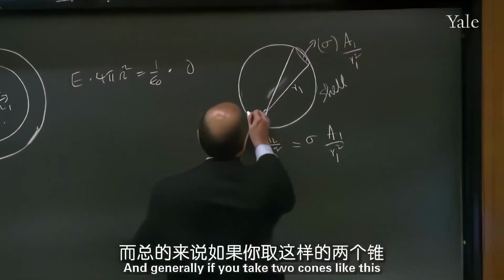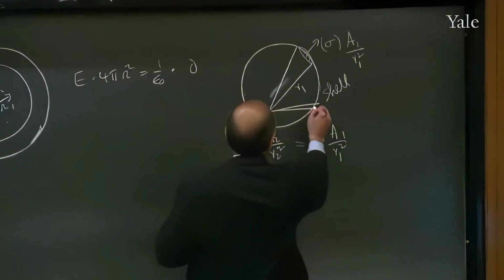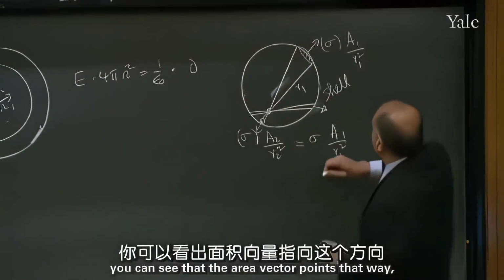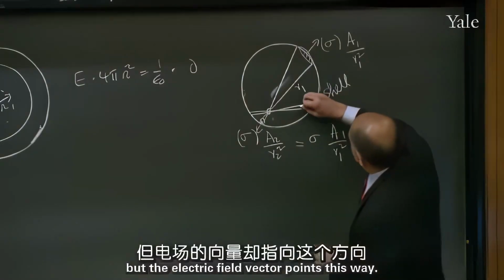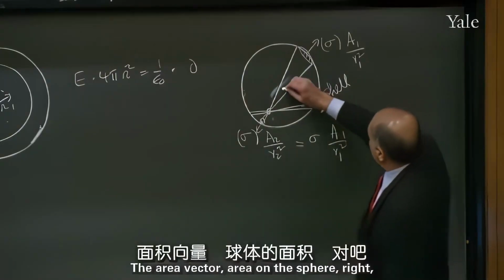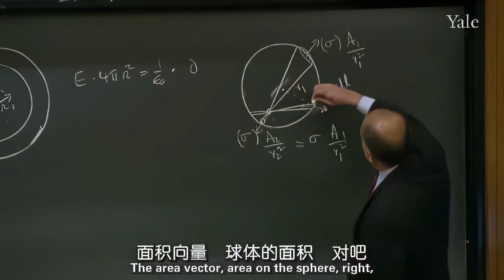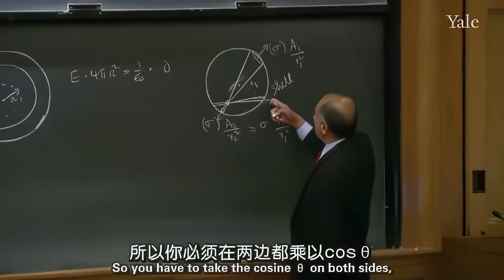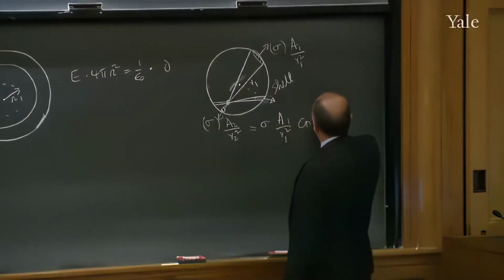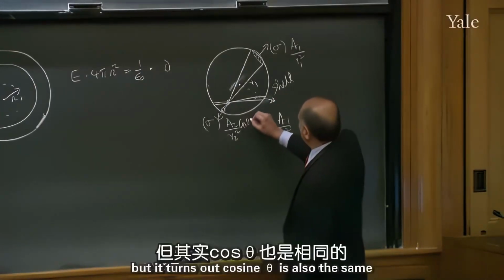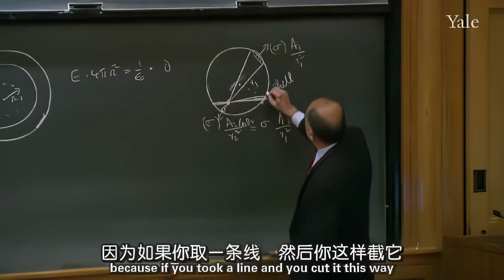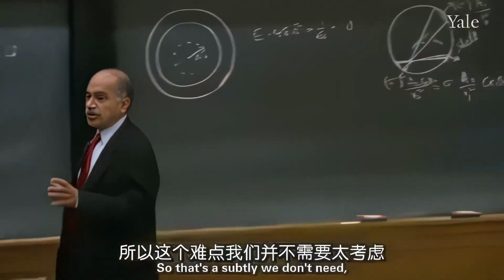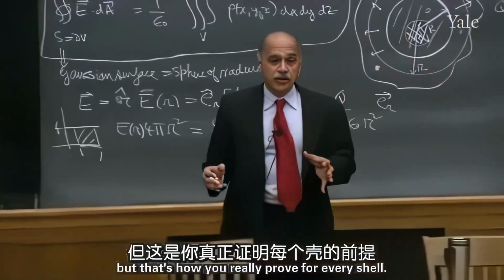In general, if you take two cones like this, you can see that the area vector points that way, but the electric field vector points this way. They are not the same. The area vector, area on a sphere, will point in one direction, but the r vector is different. So you have to take the cosine theta on both sides. But it turns out cosine theta is also the same, because if you took a line and you cut it this way, that angle will equal that angle. So that's a subtlety we don't need, but that's how you really prove for every shell there's a cancellation.